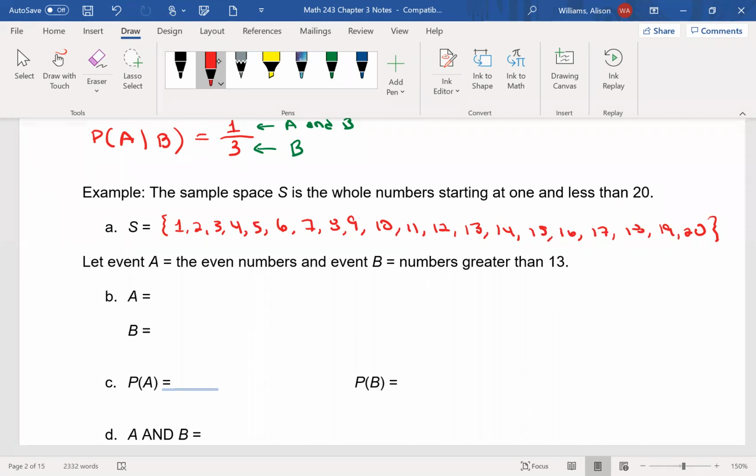All right, so now we're given 2 events and they describe them to us. A are even numbers. So if this is our sample space, we're looking at the numbers 1 through 20. The even numbers are going to be 2, 4, 6, 8, 10, 12, 14, 16, 18, and 20. And B, numbers greater than 13. If it were greater than or equal to 13, I'd include 13, but 13 is not going to be counted. It's going to just start at the number 14 and list up until we hit 20.